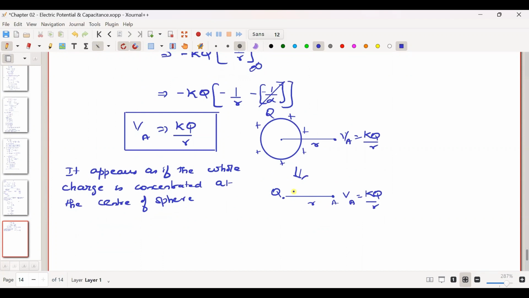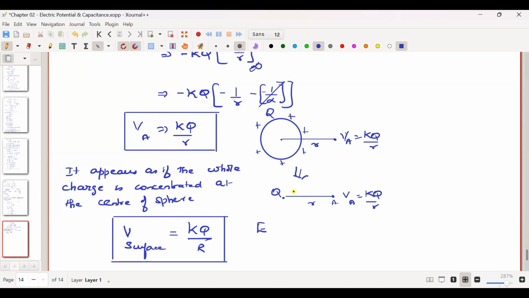Now next, the potential at the surface is very similar. It will be just KQ by capital R. You can do the same derivation and we will have this also as KQ by R. What was the electric field at the surface? What was the electric field outside? KQ by R squared. Electric field at the surface is KQ by capital R squared.